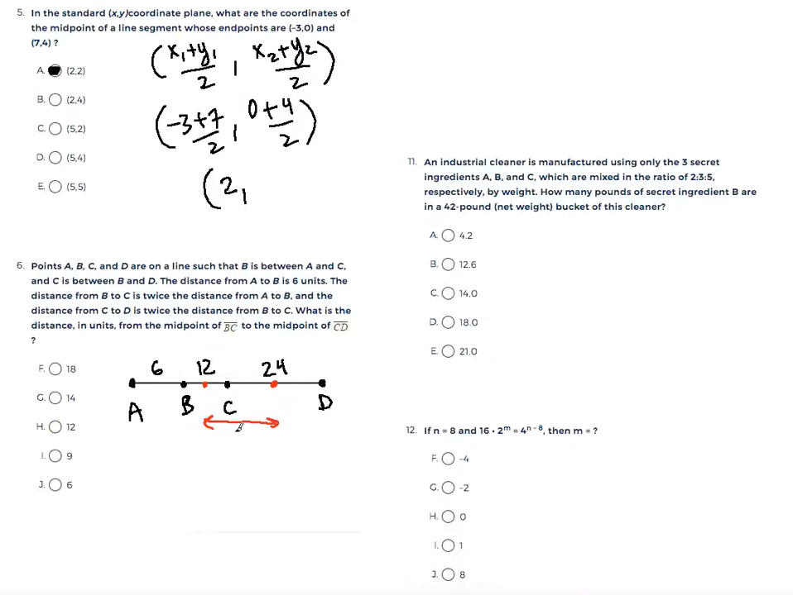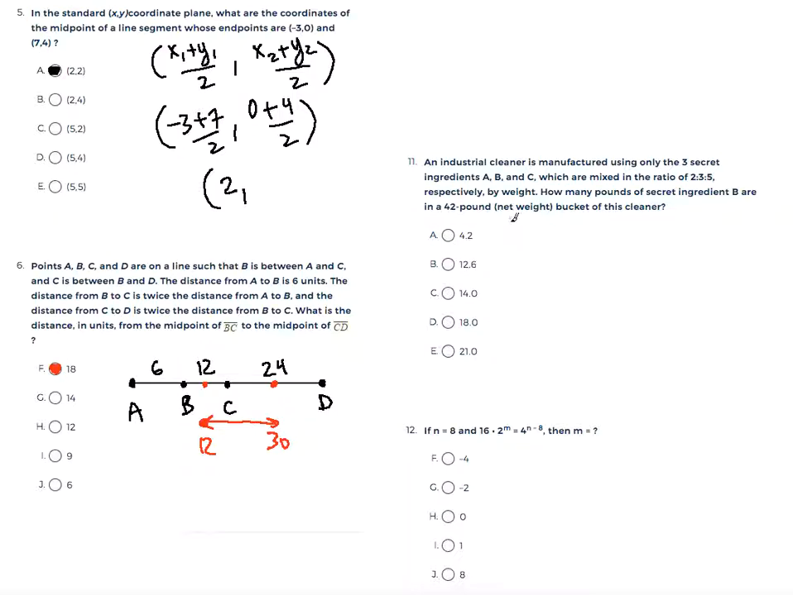So now let's see. Let's count from the beginning. So 6 plus 6 is 12, right? Because this distance from B to the midpoint is 12, right? 6 plus 6, so that's 12. So this is 12, and then plus 6 is 18, and half of 24 is 12, right? 18 plus 12 is 30, so the distance is 30 minus 12. 30 minus 10 is 20, minus 2 is 18, so the distance is 18. You see how I did it?